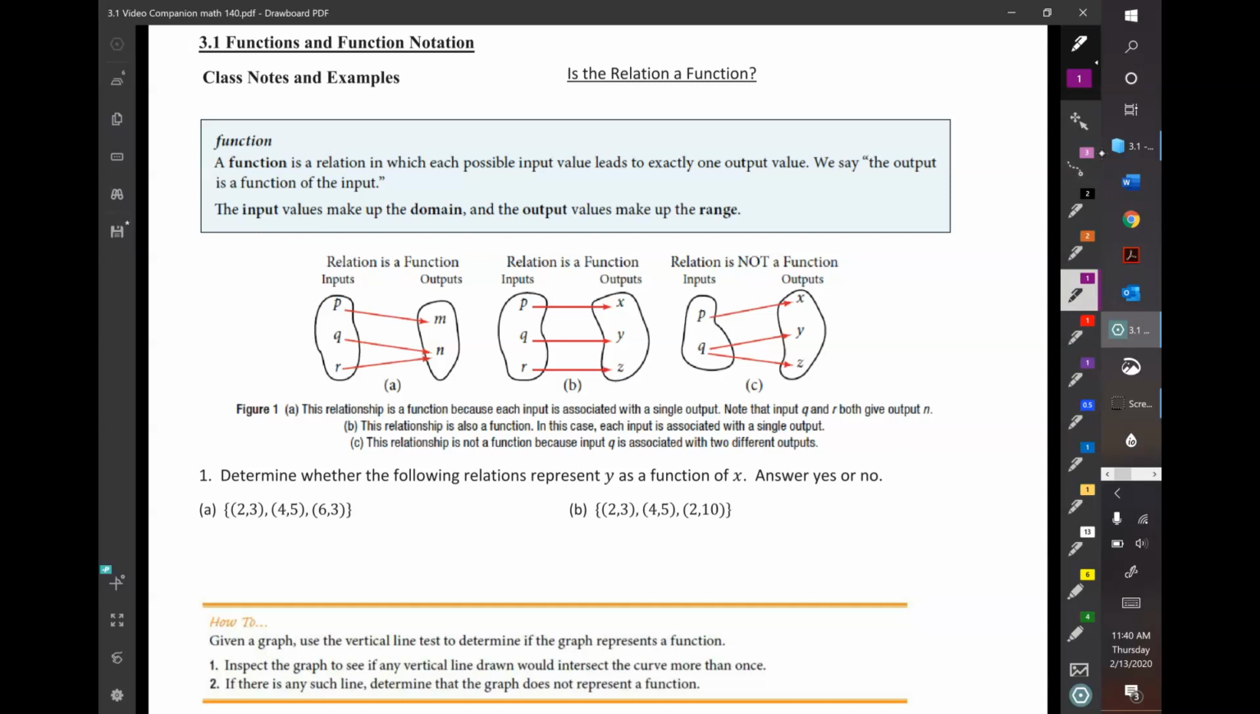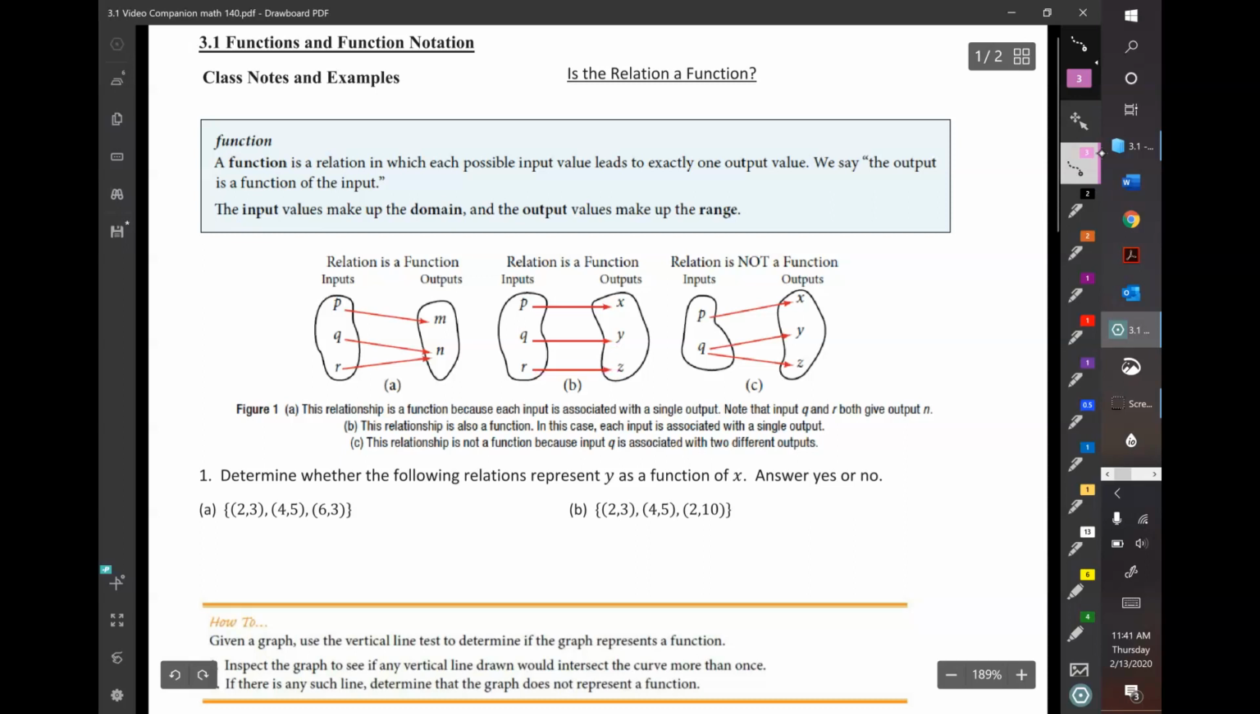A relation is a function. So this one, this blob here, we have P goes to M, Q to N, R to N. So we only have one output represented for each of the inputs. So one thing to note here is that even though I have two different inputs going to the same output, that's okay. It's not a one-to-one function, but it's an okay situation to be a function. This one relation is a function that is actually one-to-one. So we're just even a step further. So later you're going to learn about inverses. So each variable, we have P to X, Q to Y, R to Z.